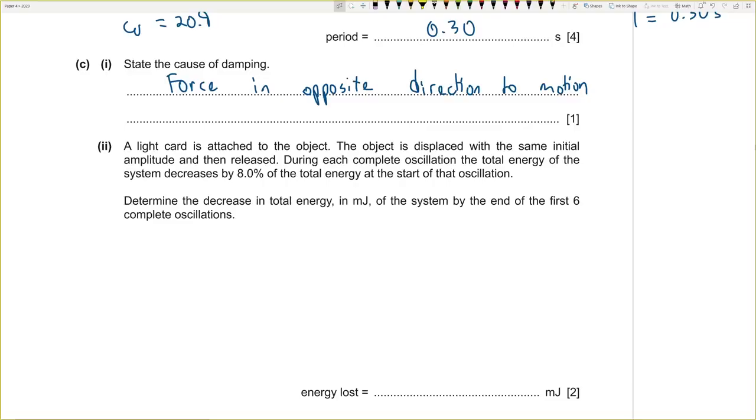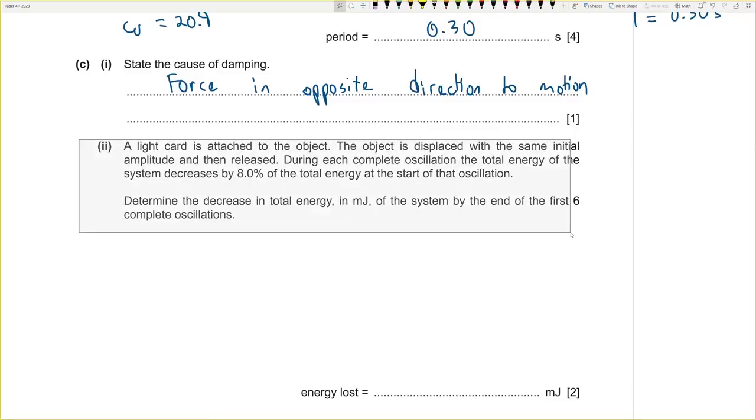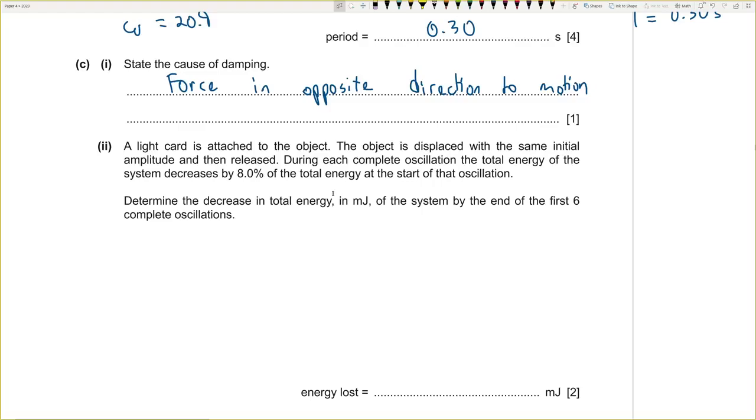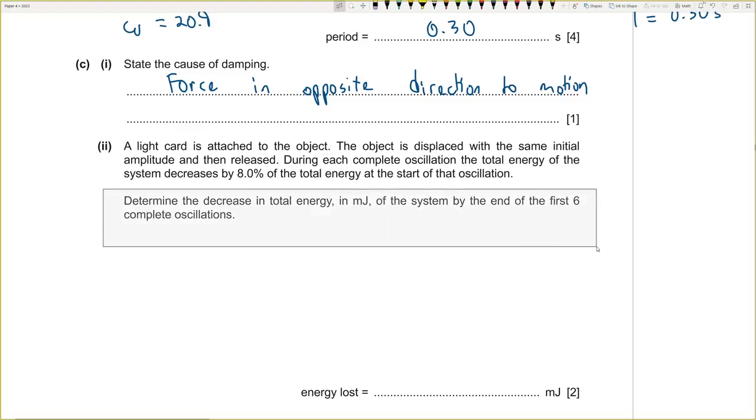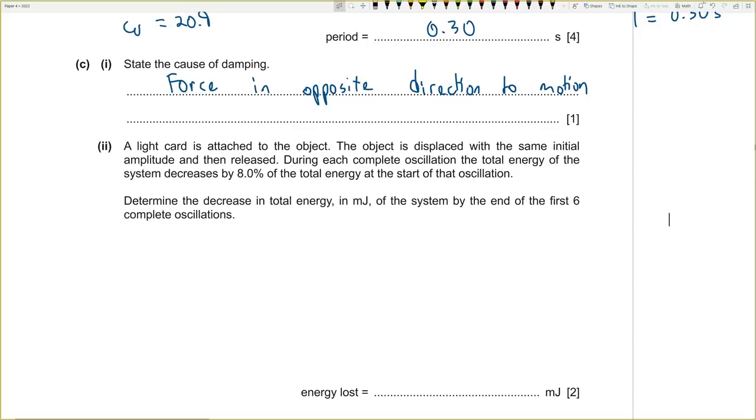A light card is attached to the object. The object is displaced with the same initial amplitude and then released. During each complete oscillation, the total energy of the system decreases by 8% of the total energy at the start of that oscillation. Determine the decrease in total energy of the system by the end of the first 6 complete oscillations. So this is basically a geometric sequence. Every time you lose 8% of your total one. So if you lose 8%, how much are you left with? 92%. So essentially, we had 6.4 millijoules.